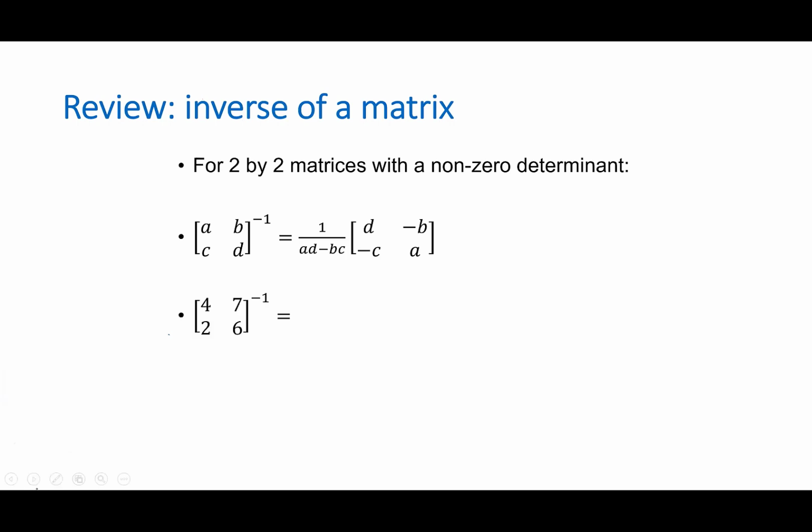For example, let's calculate the inverse of this matrix. First, the determinant is 4 times 6 minus 7 times 2. Then, times: swap 6 and 4, and add a negative to 2 and 5, 2 and 7.